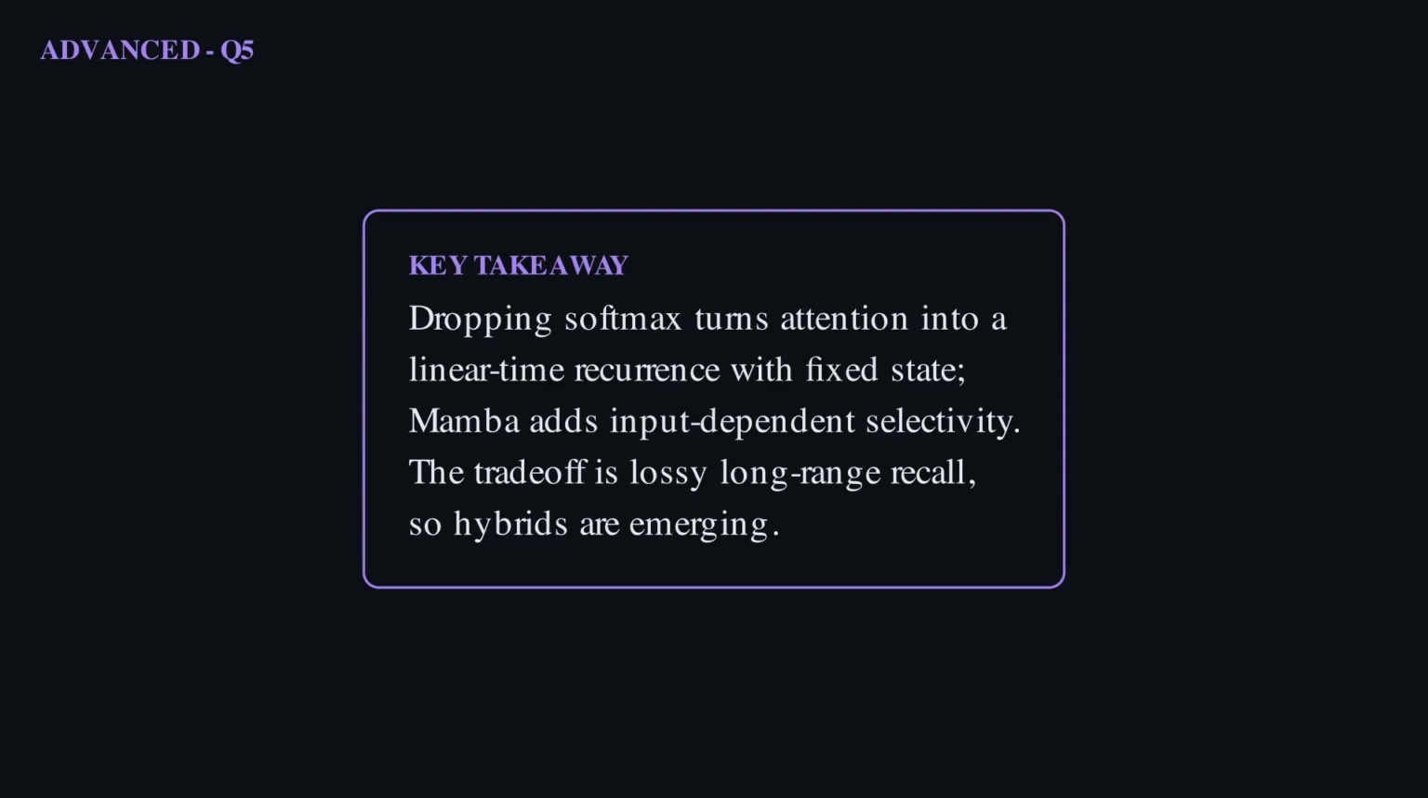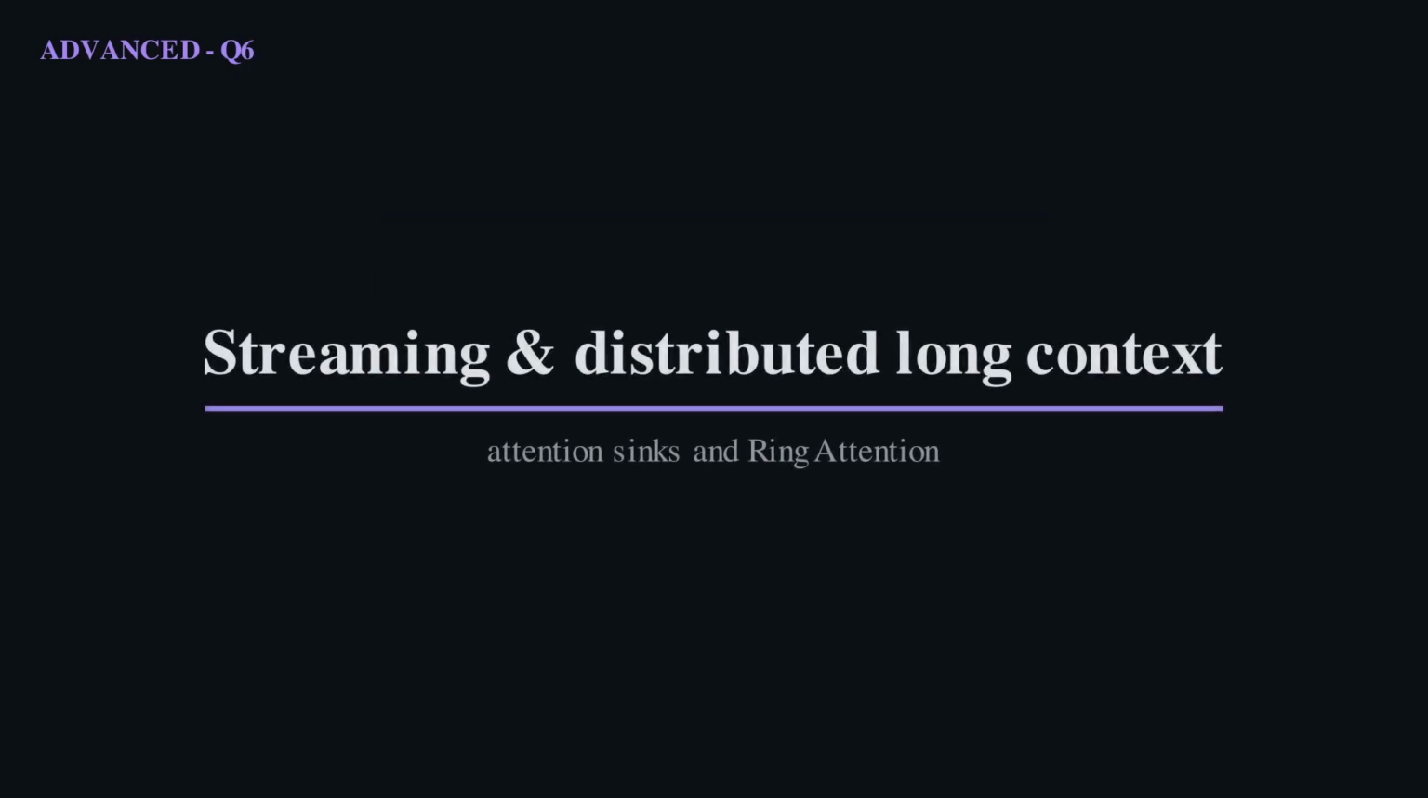Final frontier topic: streaming to effectively infinite context. Two final tricks. One lets a model stream forever on one GPU. The other spreads a single huge context across many GPUs. Together they answer, how do models reach million token context?